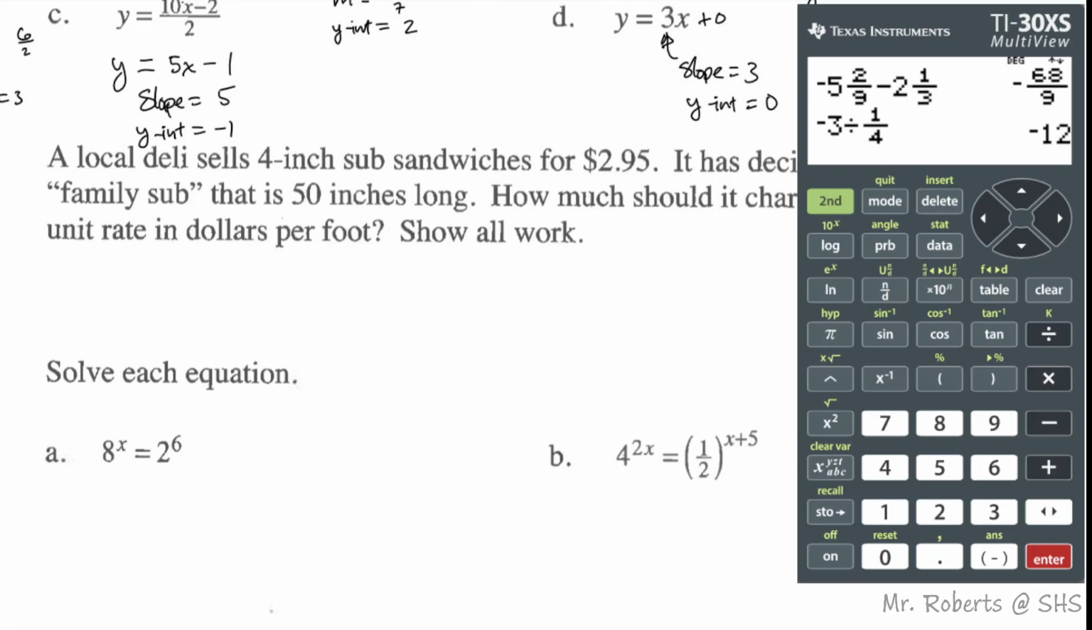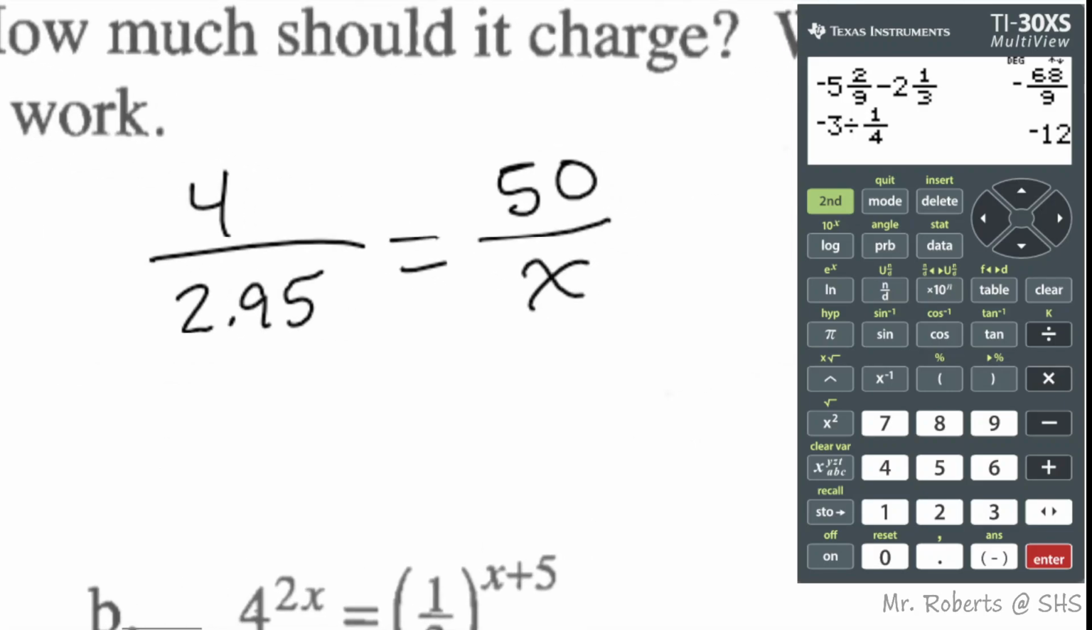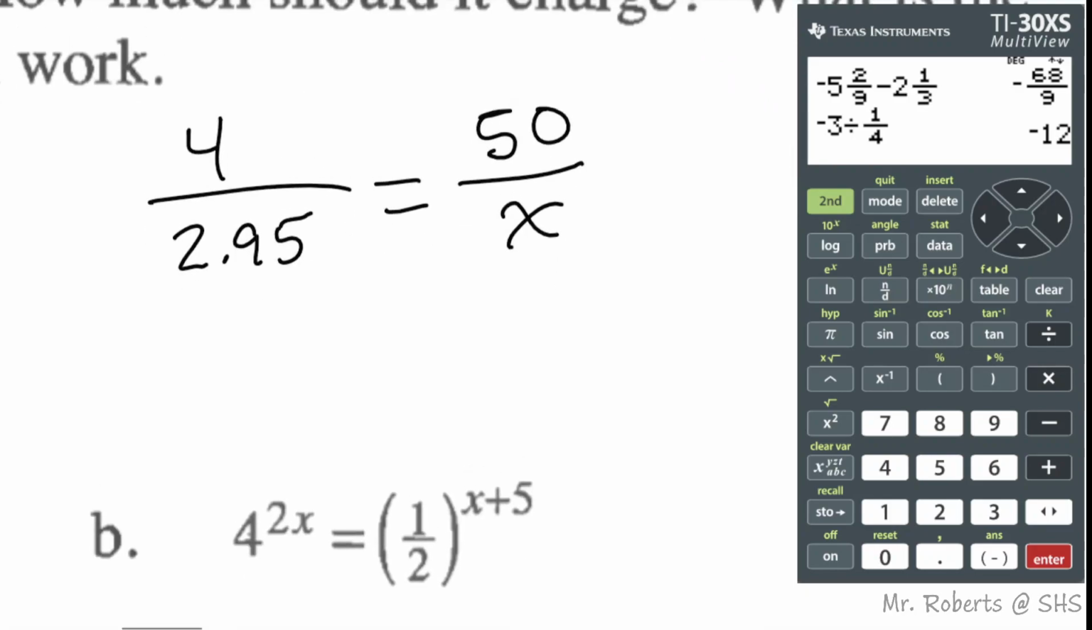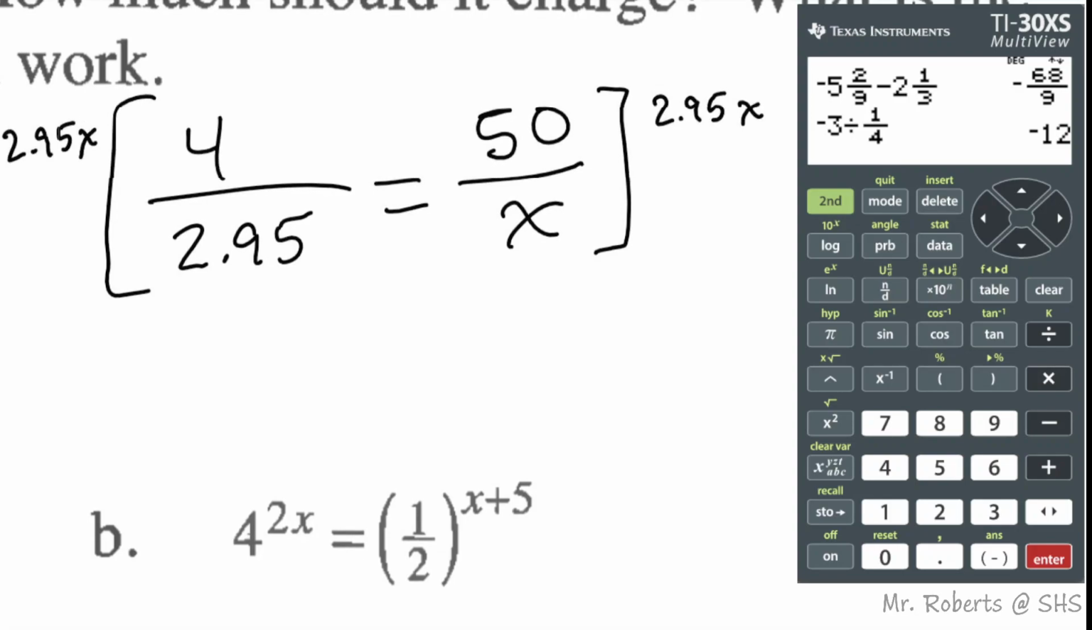So I'm just going to say it's a proportion. I'm going to work it as a proportion. For 4 inches you spend $2.95, and that's going to be proportional to 50 inches for x number of dollars. So how do I solve this proportion? I can multiply both sides by 2.95x. If you have equal things and you multiply them by equal things, you get equal things.